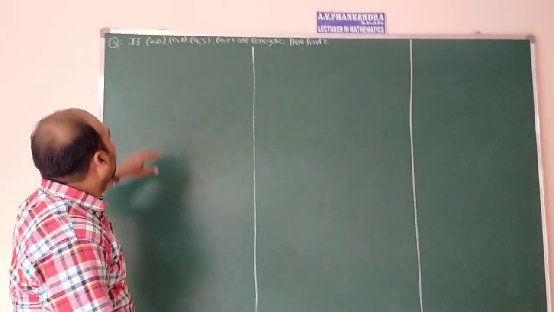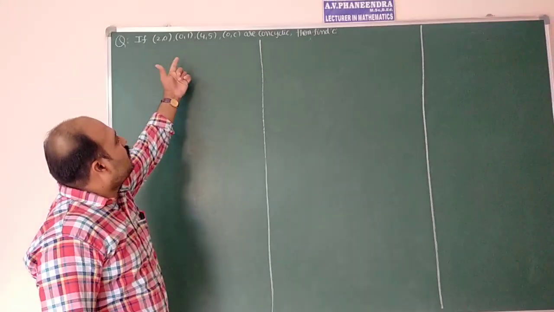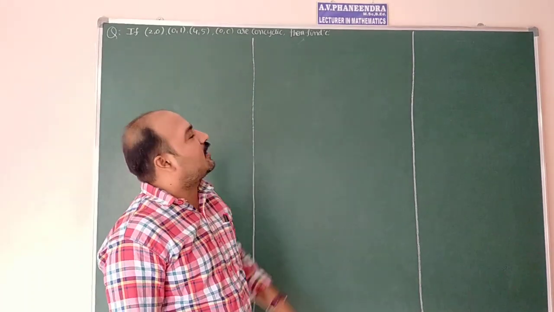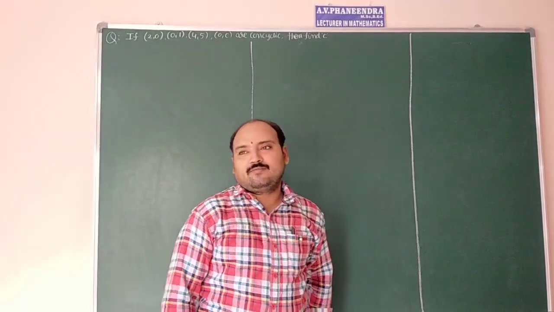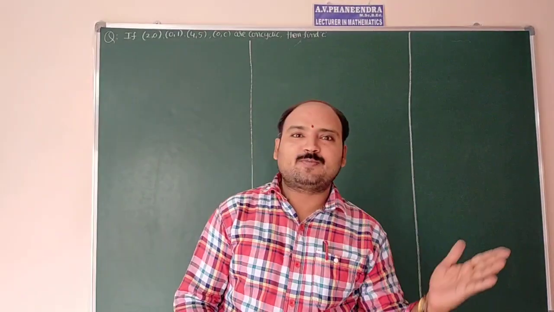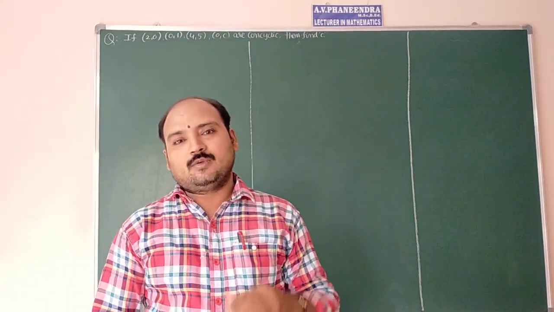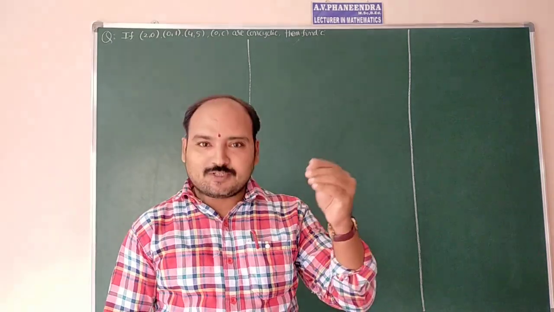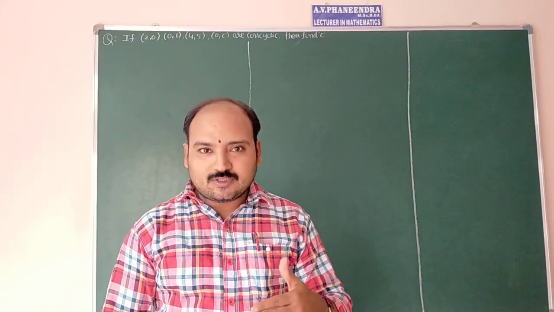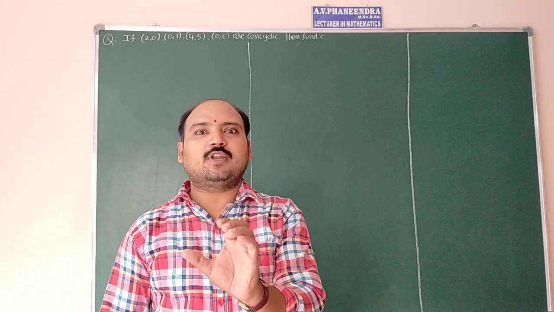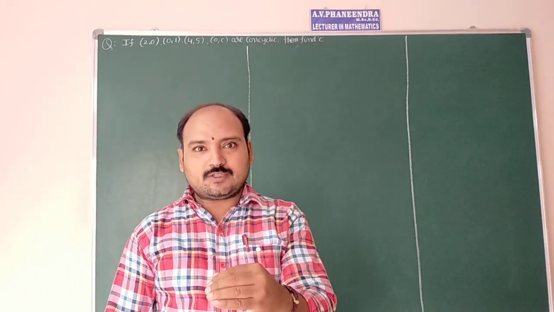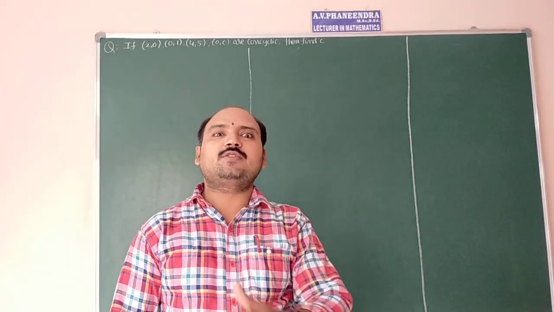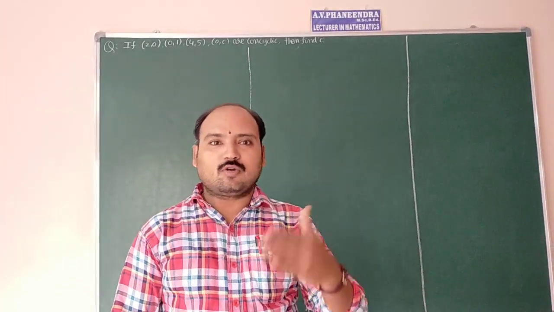Next question. If 2, 0, 0, 1, 4, 5 and 0, c are concyclic, then find c. What is the difference between the previous problem and this problem? In the previous problem, they were asking to prove the points are concyclic. That means first we have to calculate the equation of circle passing through 3 points, and the rest of the point we have to substitute in that. If it satisfies, the points are concyclic, otherwise not concyclic.